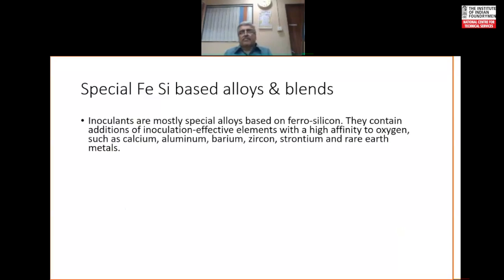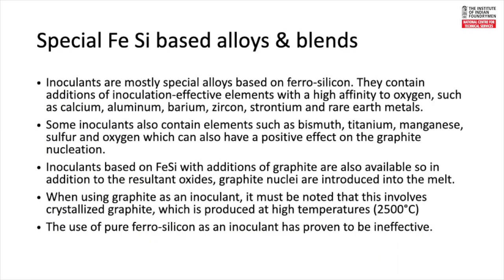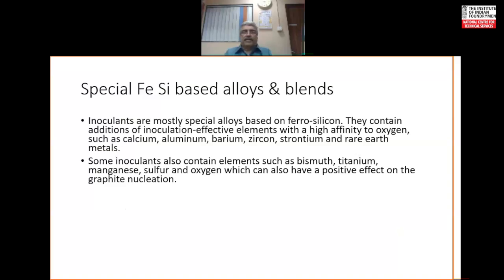So inoculants are mostly special ferroalloys or ferrosilicon alloys, and they contain additions of inoculation effective elements which have high affinity for oxygen, which means calcium, aluminum, barium, zirconium, strontium, rare earths. So they will form either oxides or silicates, as well as some inoculants may also contain bismuth, titanium, manganese, sulfur, oxygen, so that they can form sulfides as well. We'll see why.